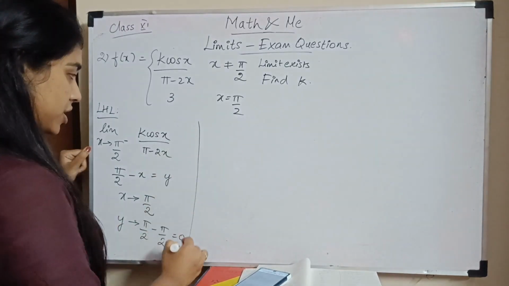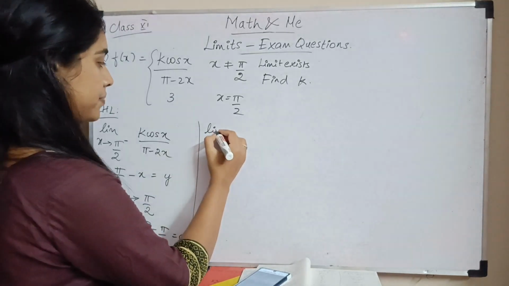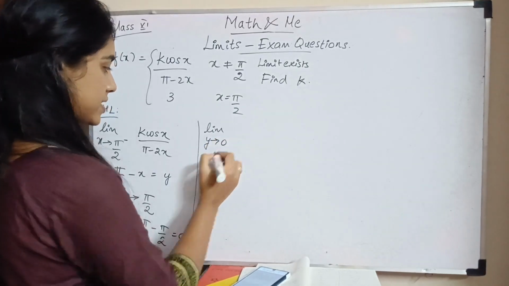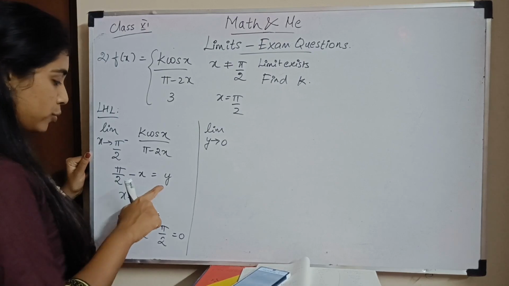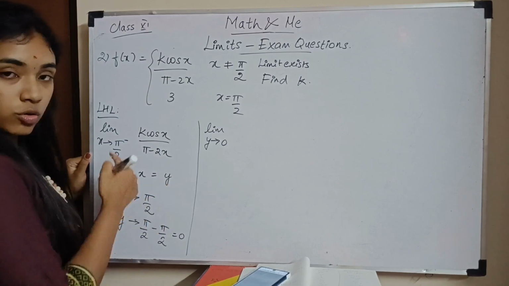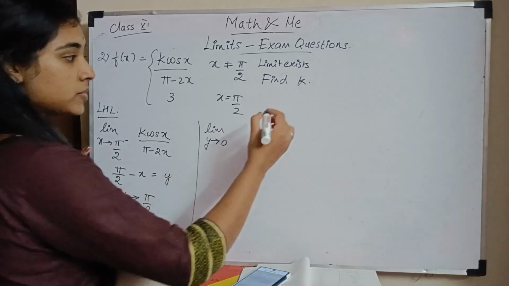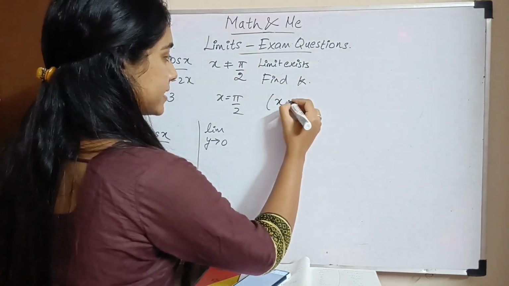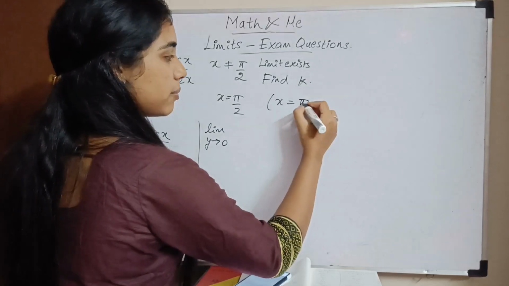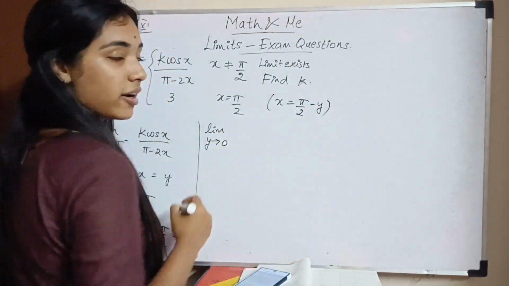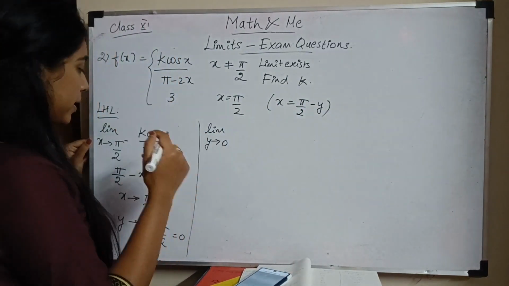So now, if we change this in the question, what will happen? Your question will become limit y tends to 0. Wherever there is x, what should we put? In place of x, you will have to put pi by 2 minus y. Understood? So wherever there is x, you will replace it by pi by 2 minus y. I'm just changing the variable. You will see why I'm doing that.